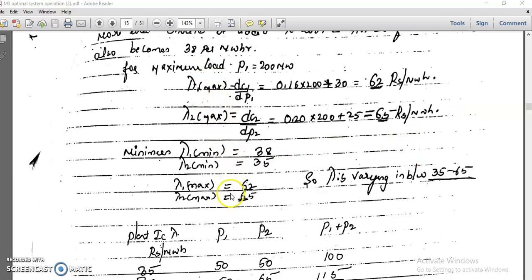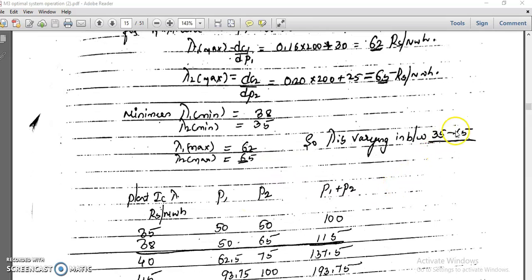By this we came to know that in total we got 4 lambdas: 38 rupees per megawatt hour or 35, 62, 65. Among these 4 values, the minimum is 35 and the maximum is 65. So lambda is varying between 35 and 65.